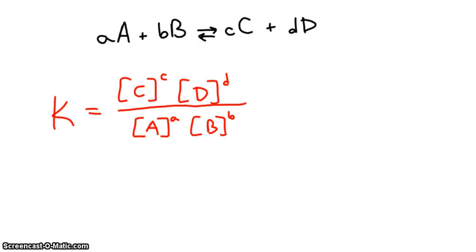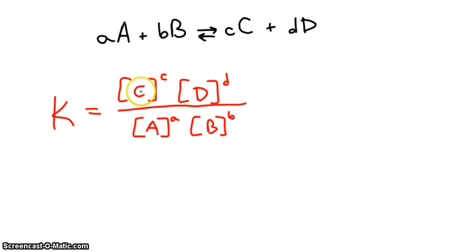If you had a general chemical equation where capital A, B, C, and D represented chemicals, and lowercase a, b, c, and d represented stoichiometric coefficients, then the equilibrium expression K could be written as this.